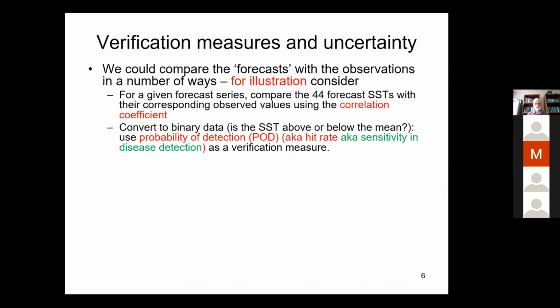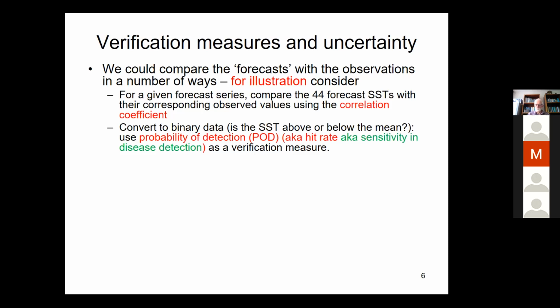This ties in nicely with the example that Marion gave. We could compare the forecasts that we've made. I forgot to say, we actually had 9 forecasts of sea surface temperature. I'm just going to be looking at 2 of them, the ones that seem to do best and worst.